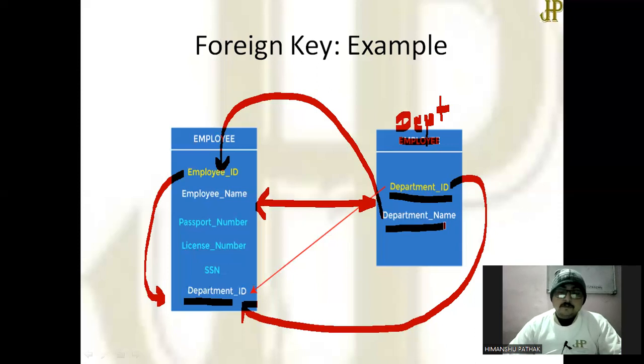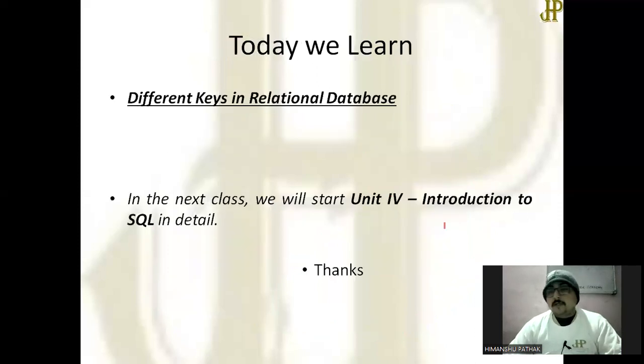Okay, so that's all for today. Today we learned a lot of keys, candidate keys. I have given the example of election. I hope you understand what candidate keys are. Then we learned about primary key, then we discussed alternate key, composite key, and at last we discussed foreign key. I hope you enjoyed the session.